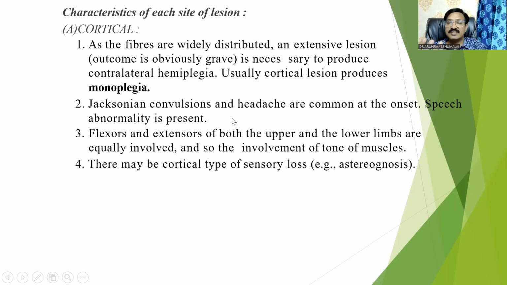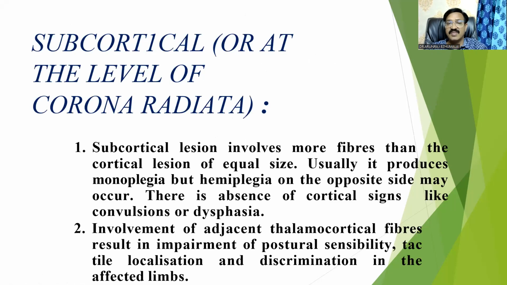Jacksonian convulsion means the fit starts in the finger and slowly ascends towards the upper limb and face, and then becomes generalized. That's called Jacksonian convulsions. Flexors and extensors of both the upper limbs and lower limbs are equally involved, and also the tone of muscles. Cortical type of sensory loss, for example astereognosis, everything will be there in a cortical lesion.